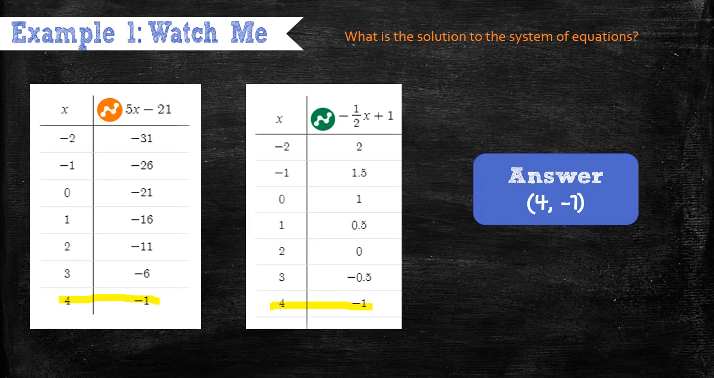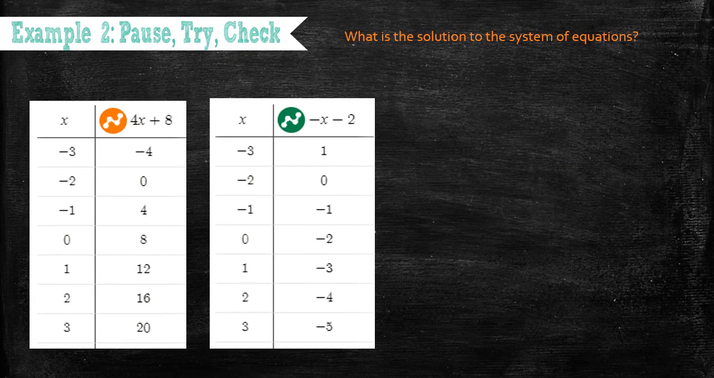If I were to graph these, the lines would cross at the point (4, -1). So now would be a great time for you to pause, try the problem, and then come back in a second to check. Same question is being asked: what is the solution to the system of equations?